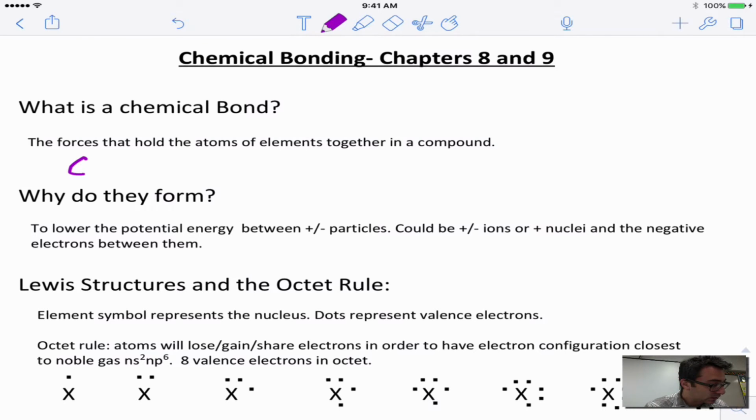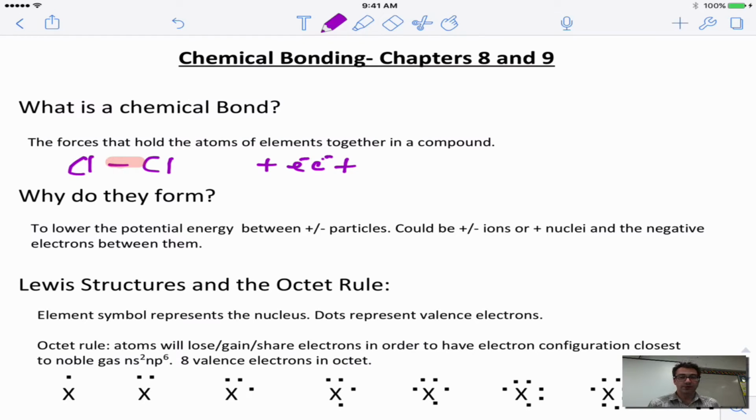For example, I could have something like two chlorines bonded together. So I would have my chlorine here and my chlorine here, and the two chlorines would be bonded together. This line here, which I'll highlight, represents the bond between them. And what's really happening between these chlorines is we have two nuclei, one in each chlorine atom, and then we have the electrons that are between them in the bond.